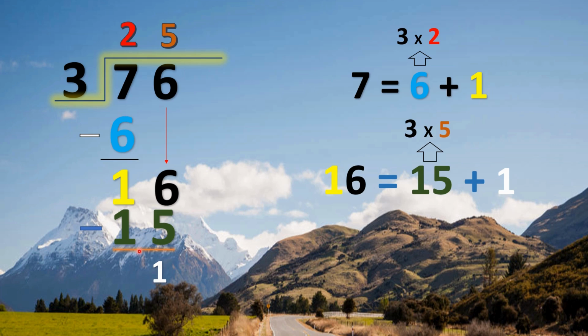Since 1 is smaller than 3, our operation ends there. So we write it neatly as 76 divided by 3 is equal to 25 remainder 1. The moment the remainder is smaller than the number you divided by, you just stop. The operation is over. Let's look at the next one.